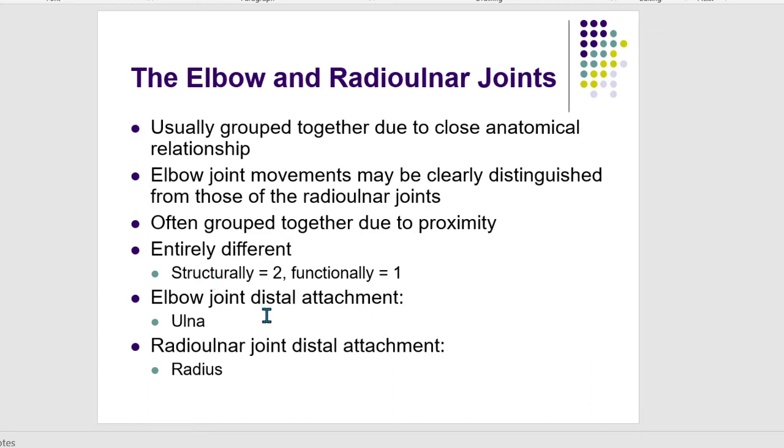The elbow joint has a distal attachment, which is the ulna, and the radioulnar joint's distal attachment is the radius. So the ulna approximates with the humerus, while the radius approximates with the rest of the joints.